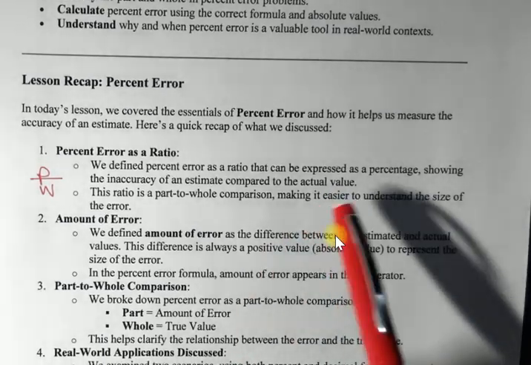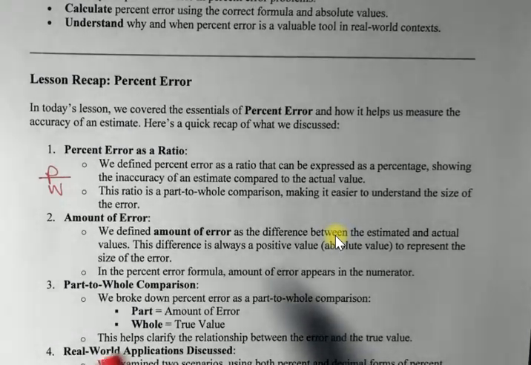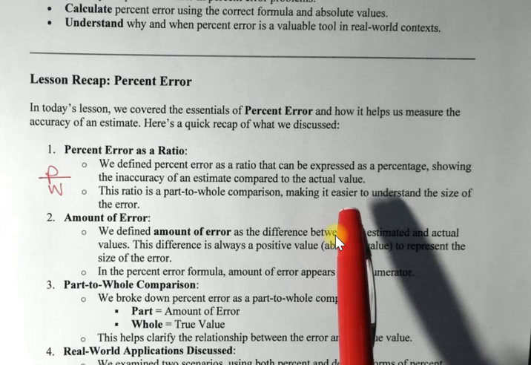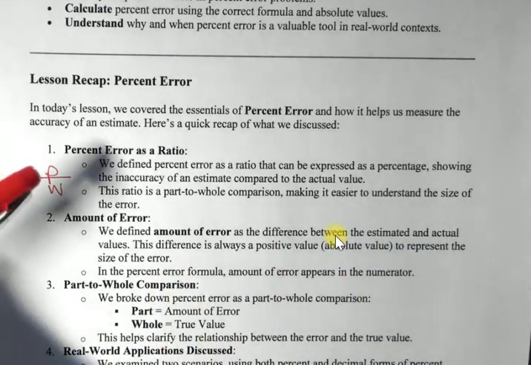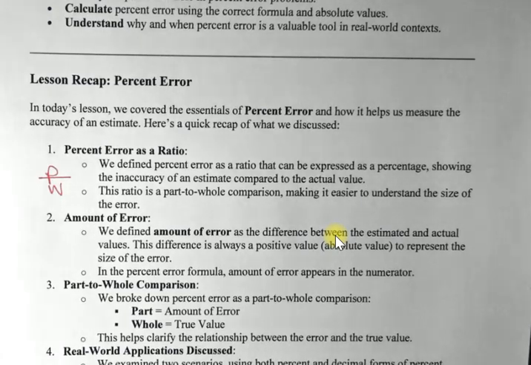It should be expressed as a percentage, and it just basically tells us about our inaccuracy of an estimate when we're comparing it to the actual value. So, again, it is a part to whole comparison. And so we need to make sure that it is always in that order.